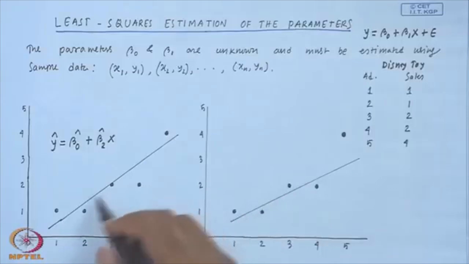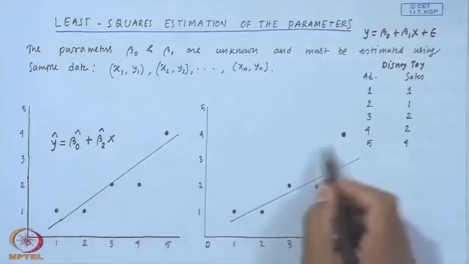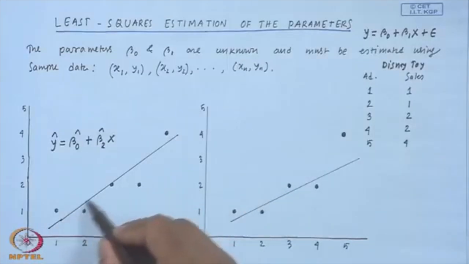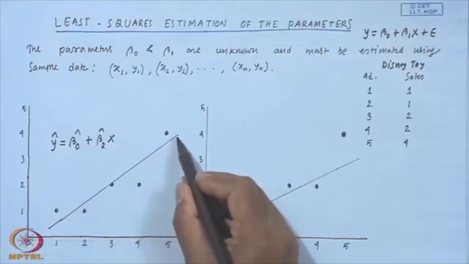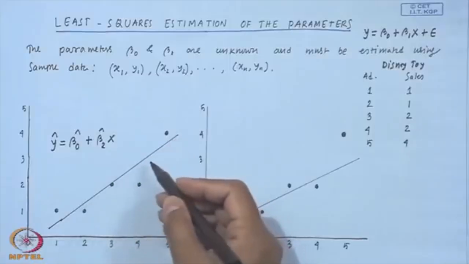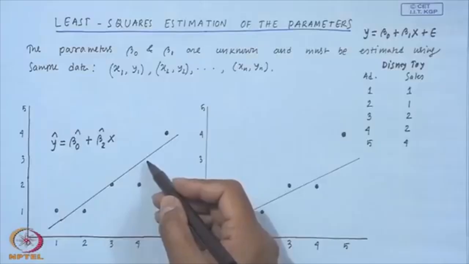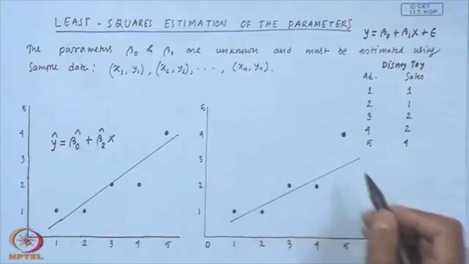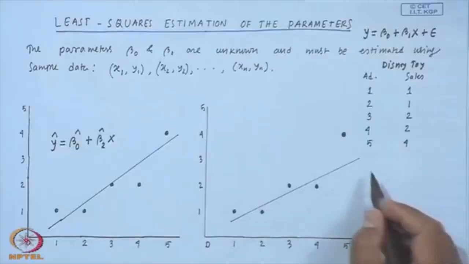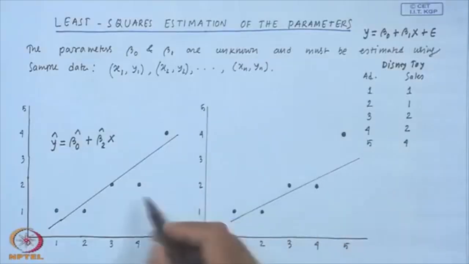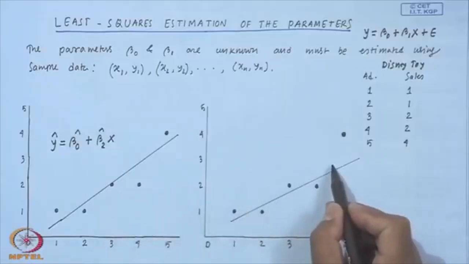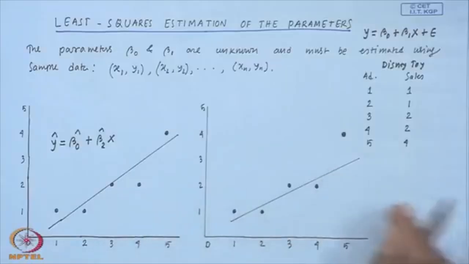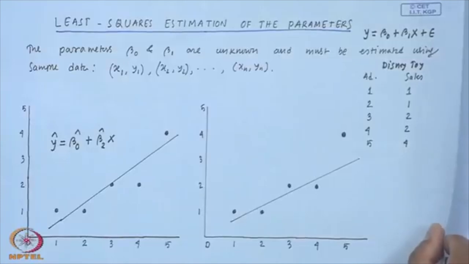You can see that I have drawn two lines on the same scatter plot. This is one straight line, suppose this is my fitted model for this data, and this is another fit. Now, which one is better, this one or this one? I will come back to this slide again.